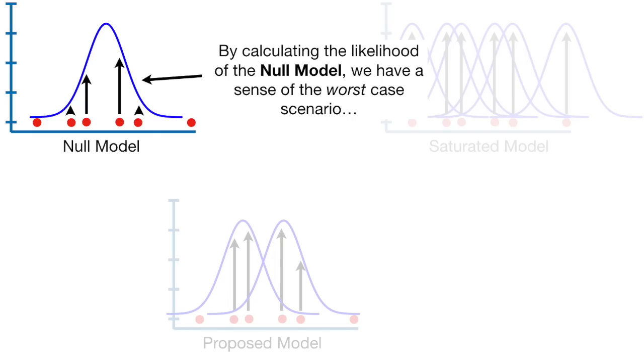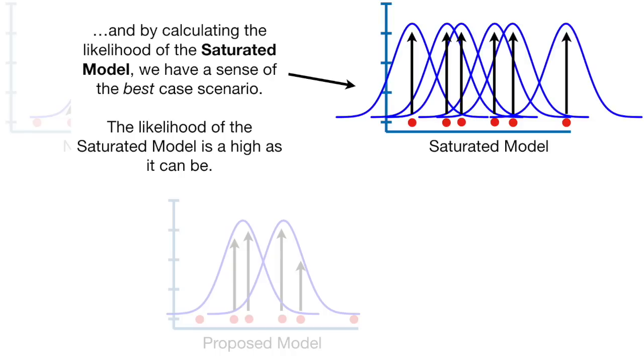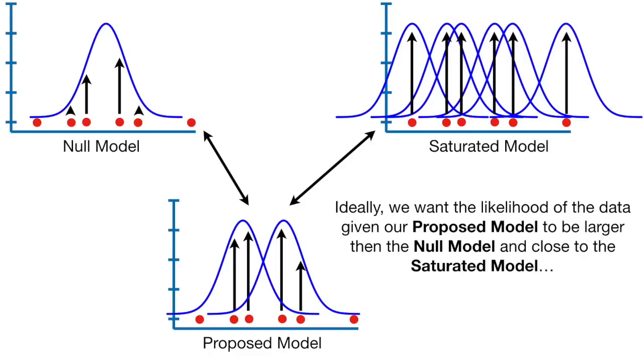By calculating the likelihood of the null model, we have a sense of the worst-case scenario. And by calculating the likelihood of the saturated model, we have a sense of the best case scenario. The likelihood of the saturated model is as high as it can be. Ideally, we want the likelihood of the data given our proposed model to be larger than the null model and close to the saturated model.